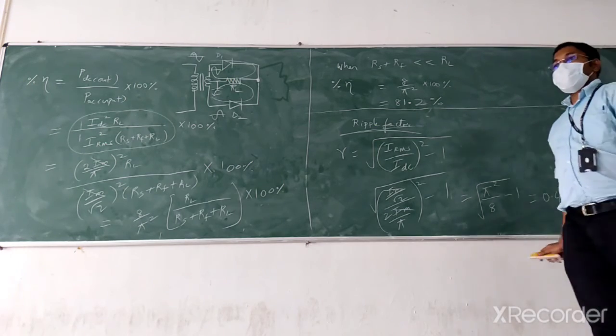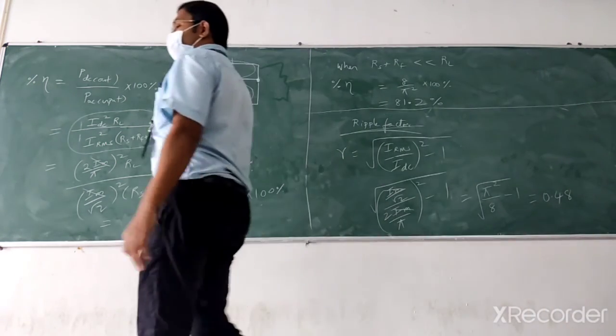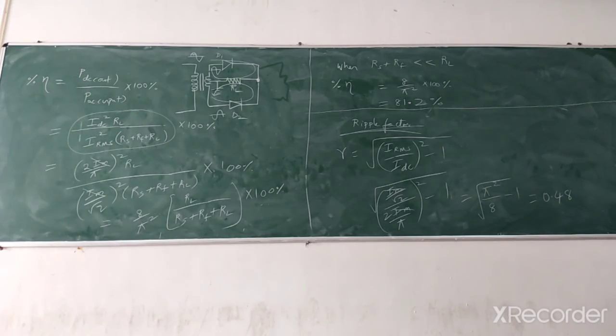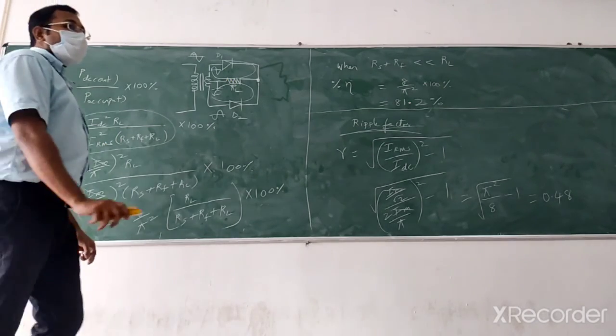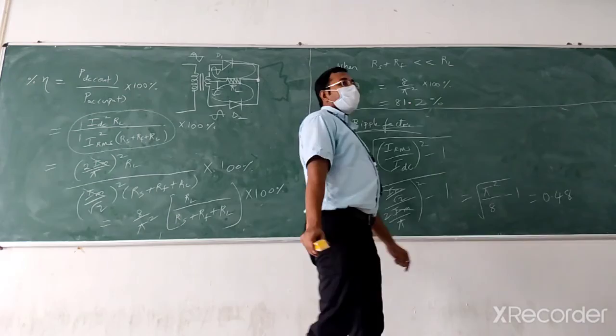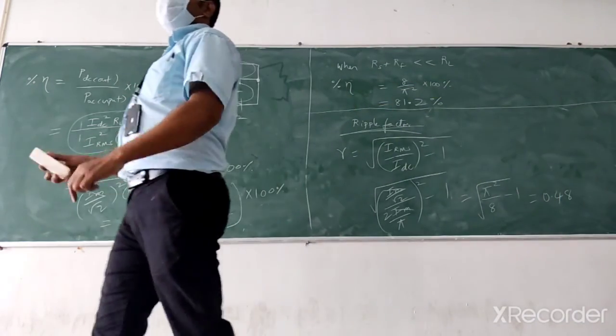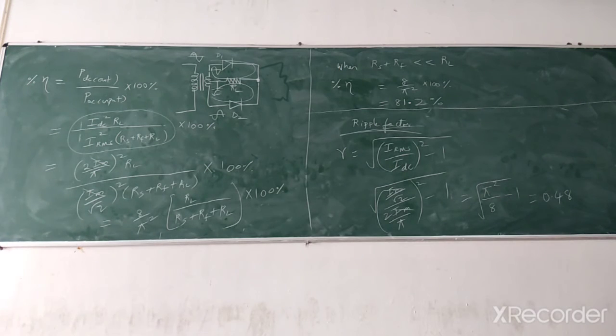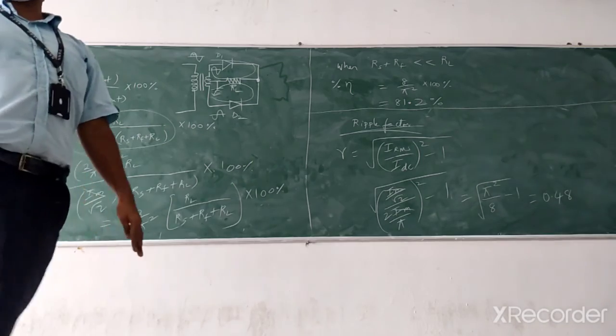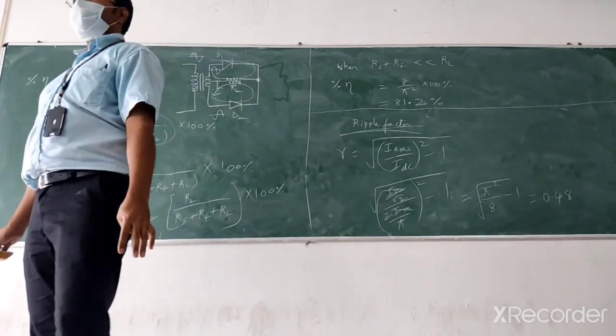In which case is ripple factor a lower value? Half wave, how much did we have? 1.21. Okay. Here it is 0.48. Lower value of ripple factor means lower ripples. So which is better in point of ripple factor, half wave or full wave?